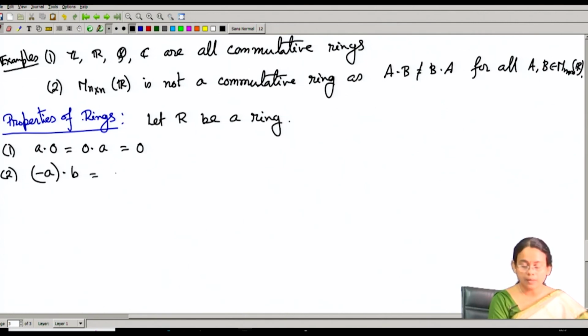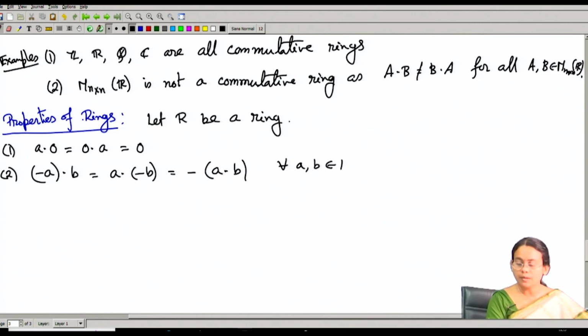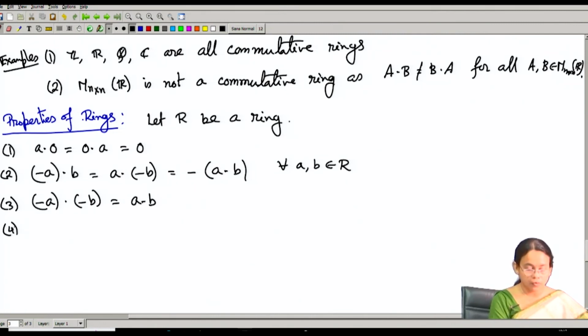This is the same as a dot minus b, which is equal to minus of a dot b for all a, b in R. So this is nothing but the additive inverse of the element a dot b. And the third property says that minus a dot minus b is the same as a dot b, and the fourth property is minus a is nothing but minus 1 dot a.